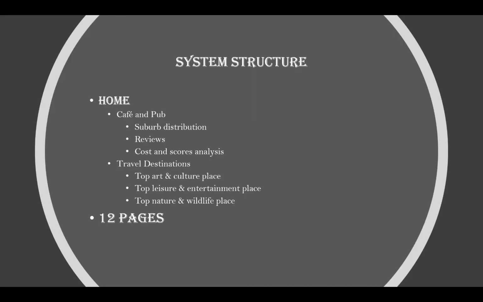Our system structure is shown on this page. We have a home page as the index. It directs to two sub-pages, cafe and pub, and travel destinations. They are the index pages for their sub-pages, and their successor pages' contents are shown below. Notice that for cafe and pub, each of them has the same information structure. In total, there are 12 pages.